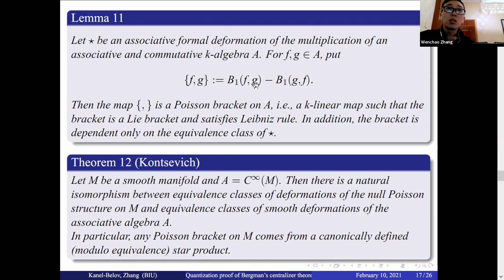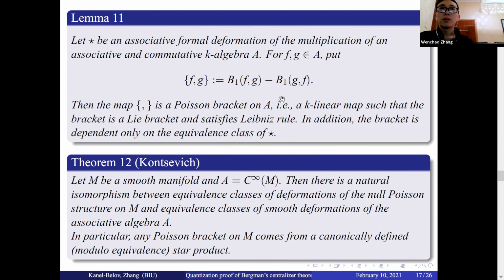Sorry, I can't do it. So there's a lemma about this formal deformation. If this is an associative star product of the multiplication of an associative and commutative K-algebra A, and for any two elements of A, we put the Poisson bracket as the first bilinear operator B1(f,g) minus B1(g,f).